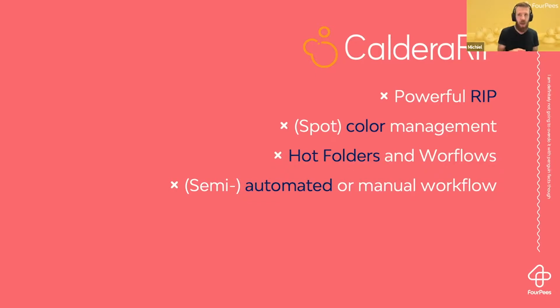You can have the file go into a hot folder, be automatically loaded into Caldera RIP, go into your printer, be automatically ripped, be in your spooler, and even automatically start printing in the queue if you want to. But you can also do each part of that flow separately and hold on to control. So that's the two applications that we're using.